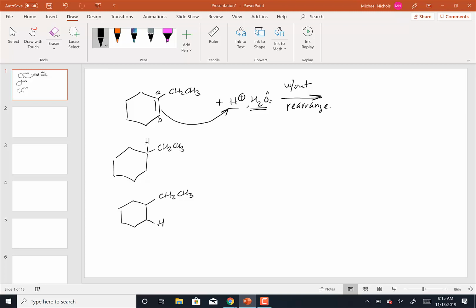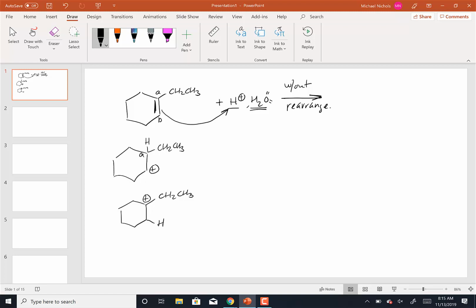So if you think of it this way, A and B are sharing one electron each to form the double bond. But I'm going to take the double bond away, and I'm going to use it to bond the hydrogen to either A or B. The other carbon then is going to lose its electron. So if I bond the hydrogen to carbon A, I'm going to end up with carbon B having a positive charge. If I bond the hydrogen to carbon B, carbon A is going to have the positive charge.